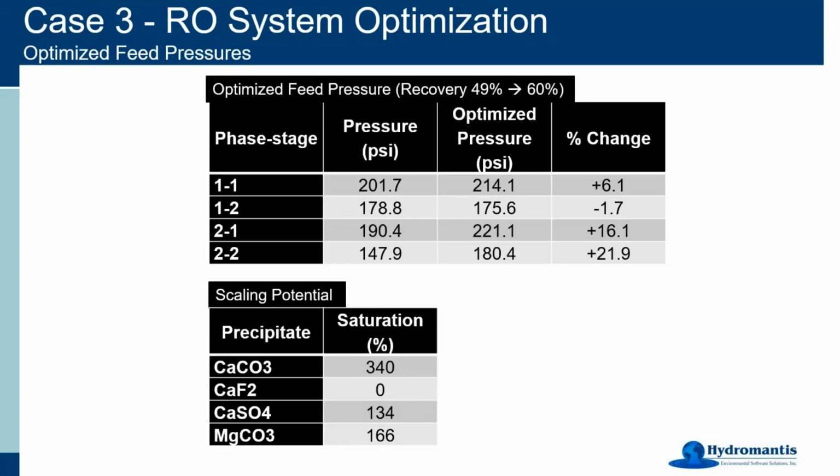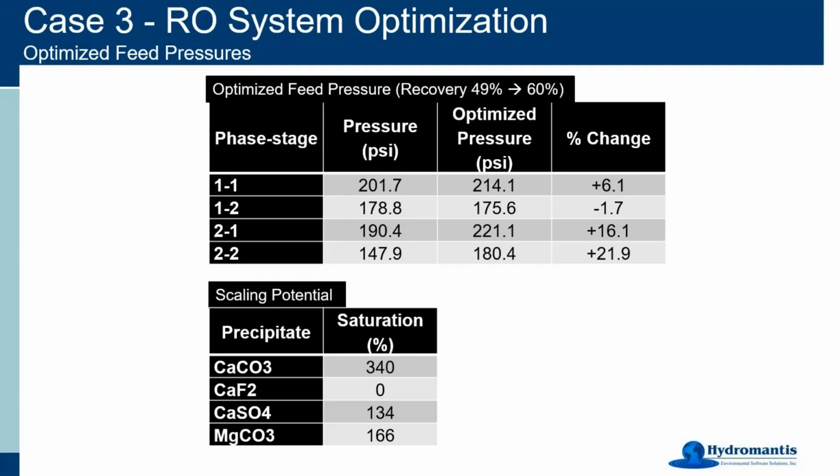Once we run the model, we use the built-in optimizer in GPSX to try to optimize the recovery. When we want to increase the recovery from 49% to 60%, it shows the initial pressure and the optimized pressure at each stage, and some of the changes that we need to make if we want to get to this particular recovery. Of course, when we increase the recovery, the side effect is that the scaling potential starts to increase because your brine starts to get more concentrated.